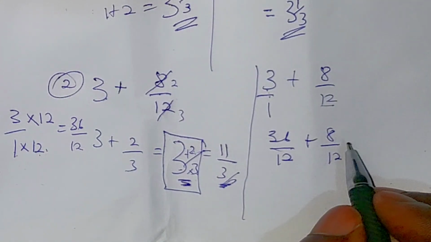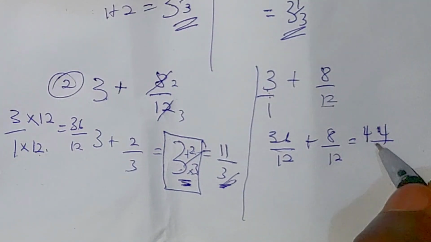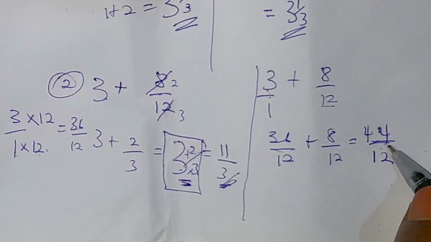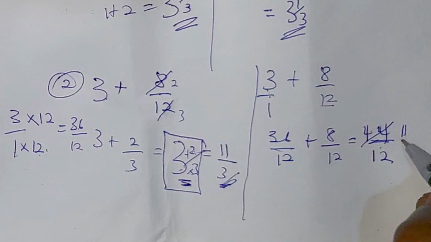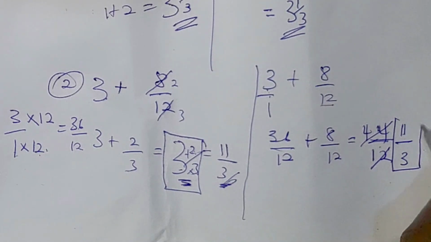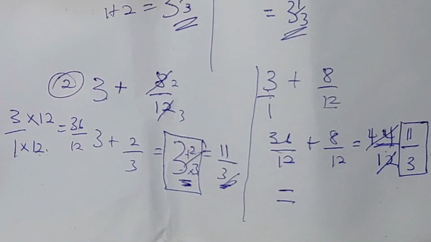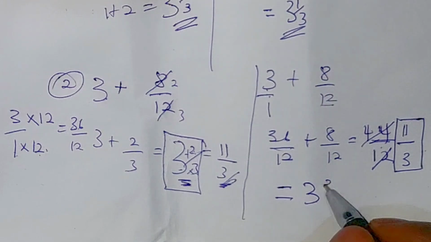Then we can add the numerators. So this becomes 44 over 12. Now we have a number that can go into 44 and can also go into 12, that is 4 itself. 4 can go here 11 times and 4 can go here 3 times. So this becomes the final answer, 11 over 3. But because it's not a proper fraction, it's improper, we need to change to a mixed fraction. And we will get 3 whole number 2 over 3.